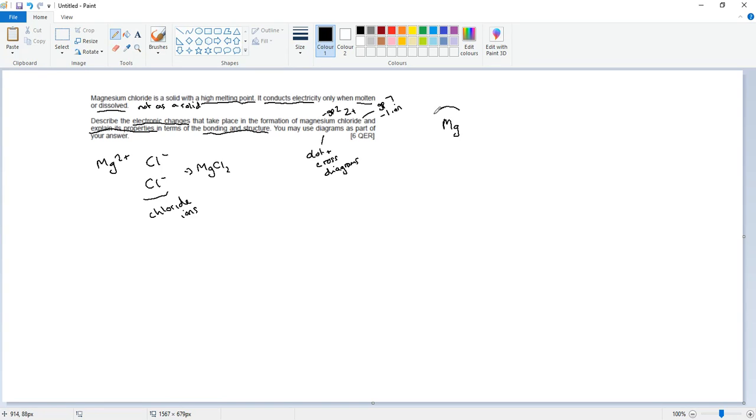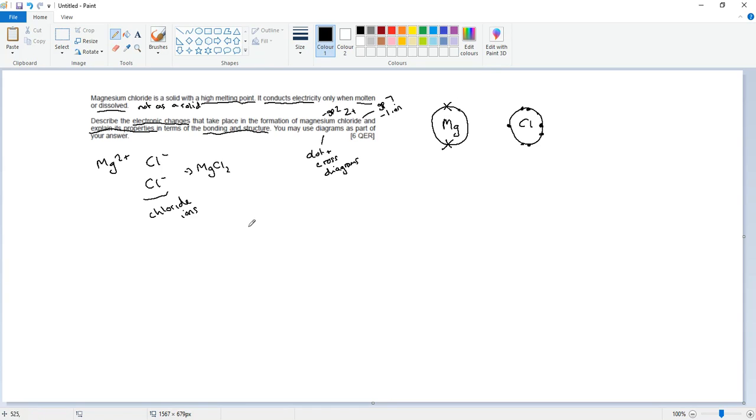So magnesium's in group 2, so it's going to have 2 electrons in its outer shell. Remember, this is only the outer shell. And chlorine in its outer shell, because it's in group 7. Now remember, I draw dots for one and crosses for the other. So chlorine has got 1, 2, 3, 4, 5, 6, 7. Okay, so in terms of electron transfer, magnesium's got 2 electrons to lose, so it wants to get a full outer shell.